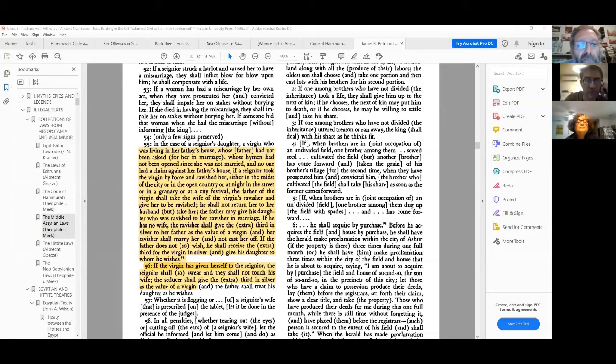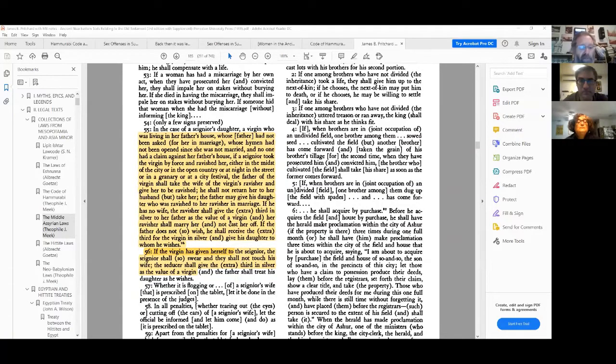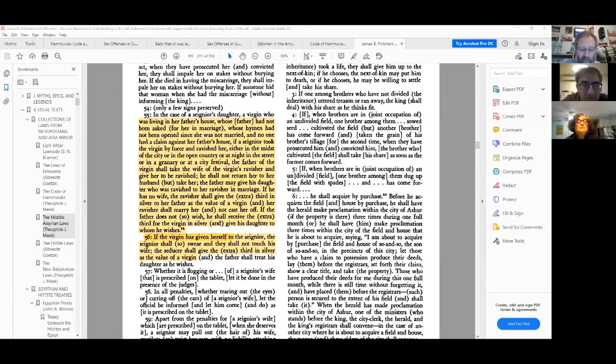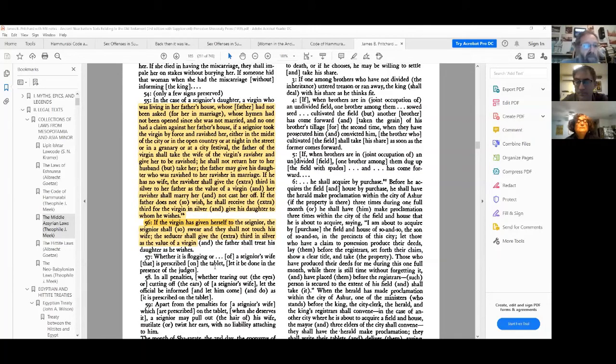So what happens? As a punishment to the guy who raped her, he's going to take the guy's wife and have her raped, right? And also, he can force the guy who raped her to marry her. If he has no wife, the ravisher shall give the extra third in silver to her father as the value of a virgin, and her ravisher shall marry her and not cast her off. If the father does not so wish, he shall receive the extra third for the virgin in silver and give his daughter to whom he wishes.